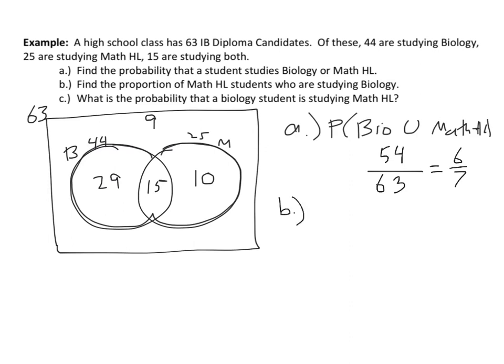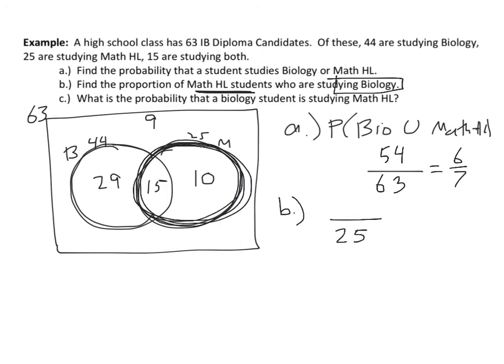Part B, find the proportion of math HL students who are studying biology. So think for a moment about what this is. How would I write this with notation? The probability of math HL students who are studying biology. I would find this out by going into a math HL class and asking students to raise their hand who are taking biology. Okay? So to do this, I am going to be restricting my sample space to math HL students. So that means my denominator is going to be 25. Okay, and of those 25, how many are taking biology? That's the intersection right here.